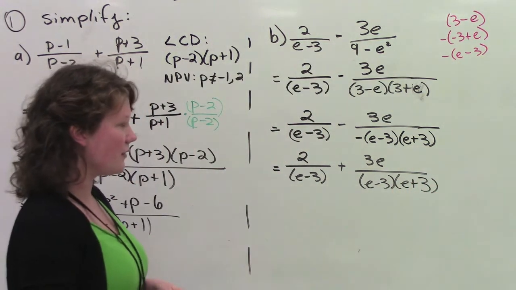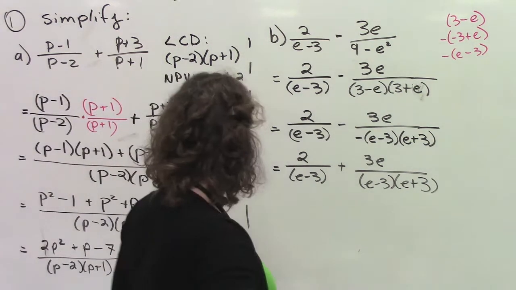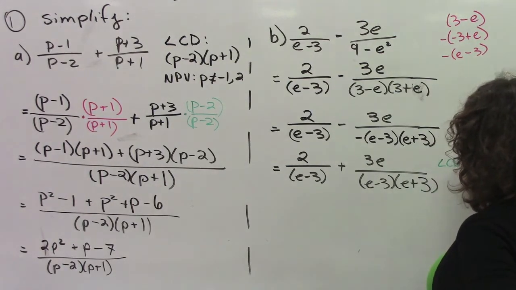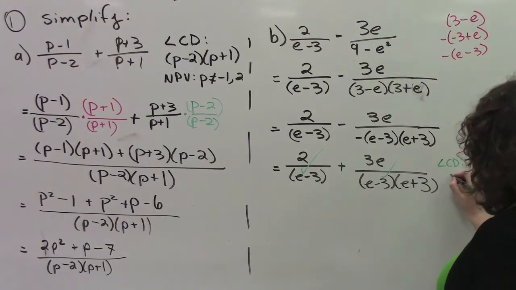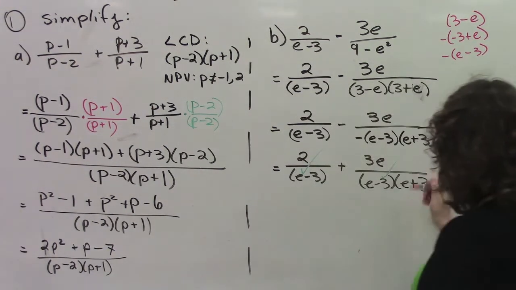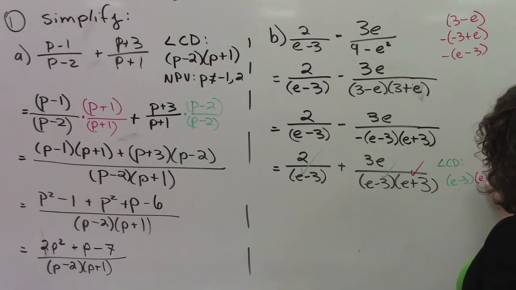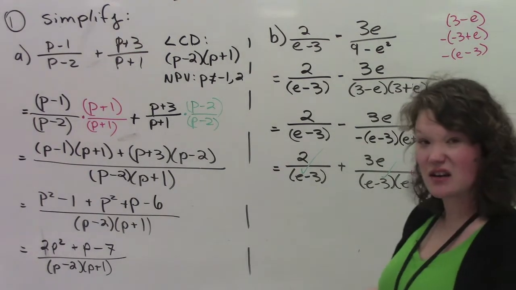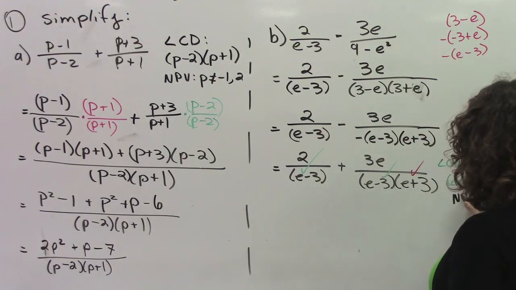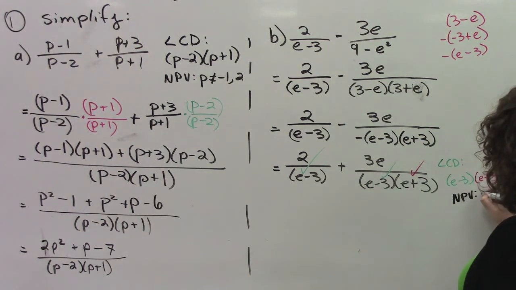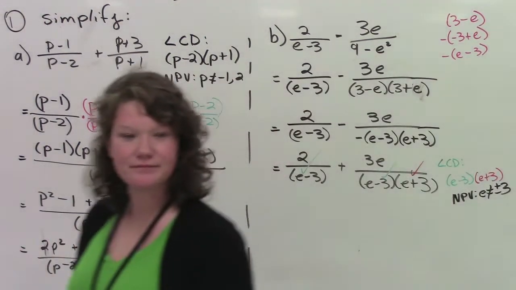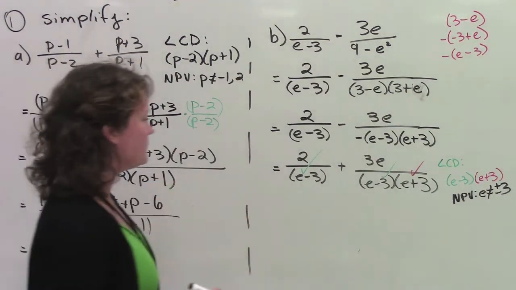Alright, so this is a really great point to figure out what our lowest common denominator is. We're taking care of our e minus 3. We're also considering our e plus 3. And at this point, it's really a great time to consider what our non-permissible values are. Our non-permissible values are e cannot equal positive or negative 3. Done. Now we can simplify it.